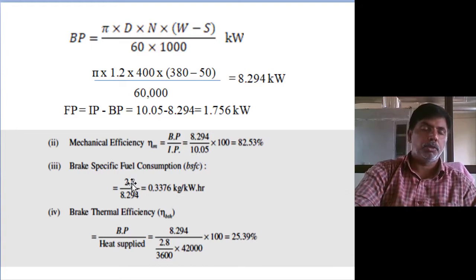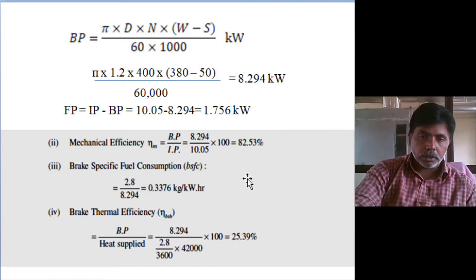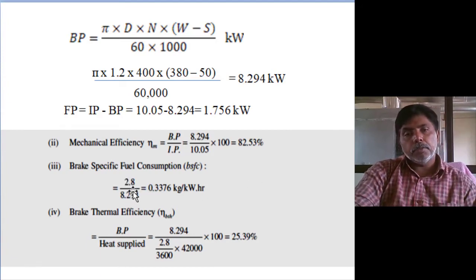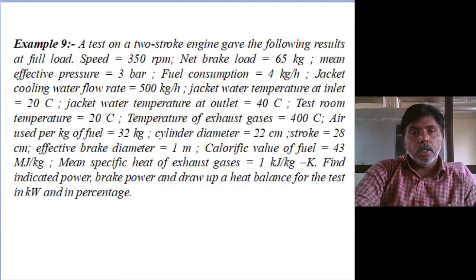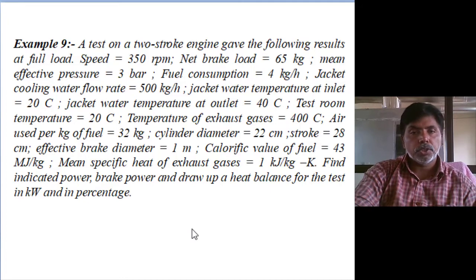Brake specific fuel consumption is the mass flow rate of the fuel divided by the brake power. The mass flow rate must be in kg per hour, and in some problems the given data itself is in kg per hour. But for brake thermal efficiency you want to change the mass flow rate to kg per second. That's all. Brake power divided by heat supplied, where heat supplied is the mass flow rate of the fuel in kg per second into the calorific value of the fuel. Simple problems. We'll solve one more problem on the heat balance sheet, then we will conclude the problems. Remaining problems you can practice yourself.